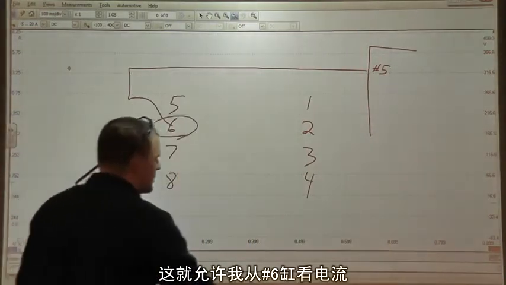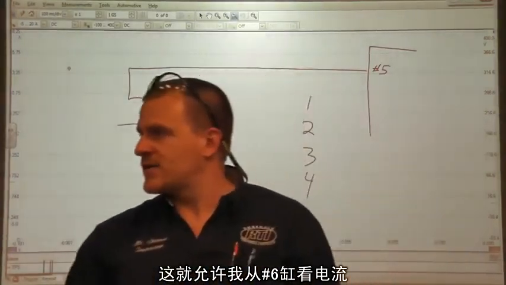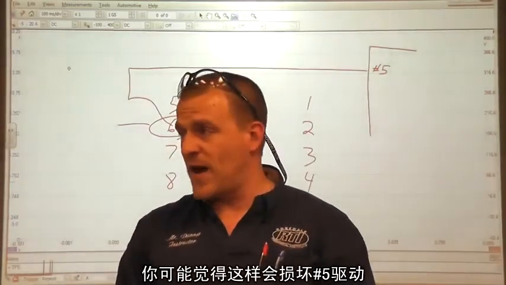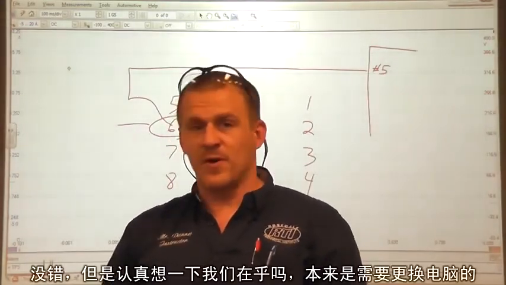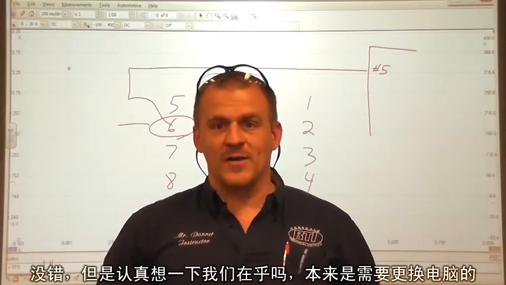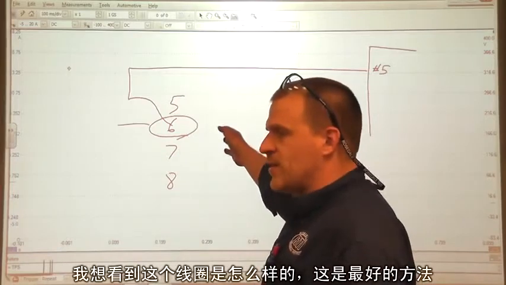And what that's going to allow me to do is to see the current flow from that number 6. Now some of you might be thinking, well, that's bad because you might damage the number 5 driver, and you're right. But really think about it. Do we care? It's going to need a computer anyway. I want to see what this coil looks like. This will give me the best way to do it.